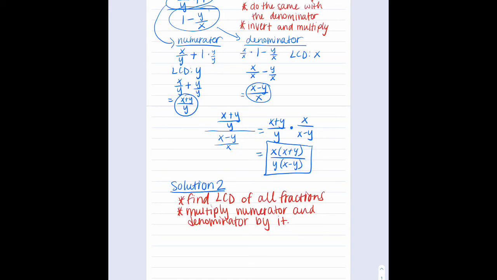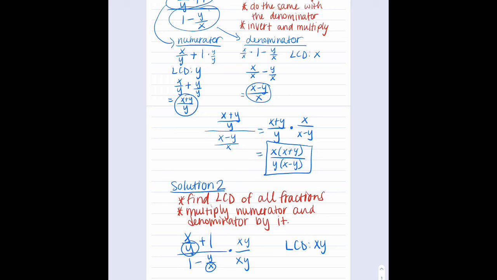And that's it. Okay, so we're going to try that. I'm going to rewrite the problem down here. We have x over y plus 1 over 1 minus y over x. In this case, we're looking at all of our denominators, which are this y and this x. Our LCD of the whole giant compound fraction is x times y. So basically we're going to multiply the top times xy and the bottom times xy.